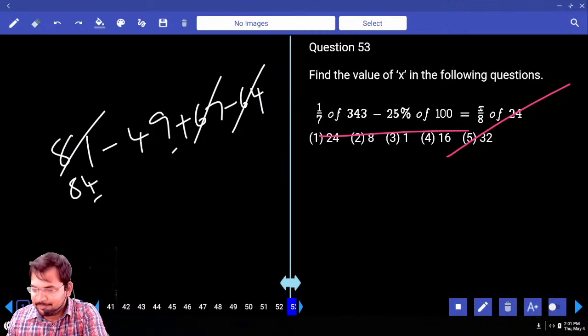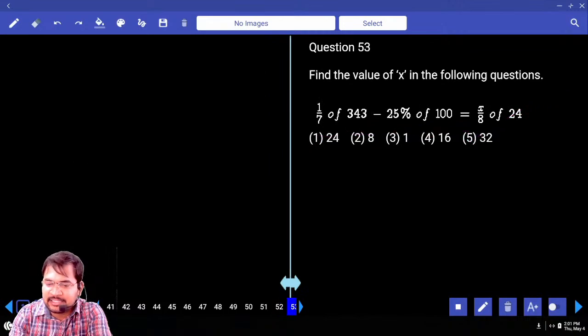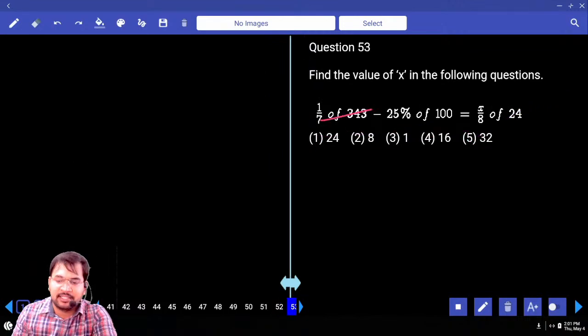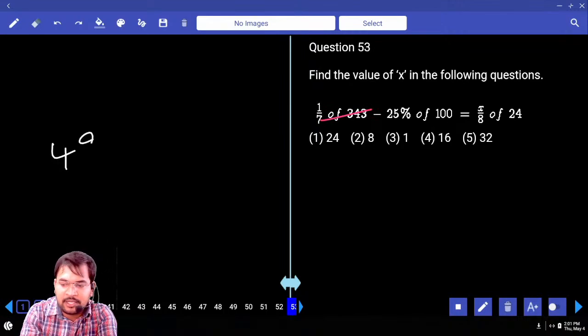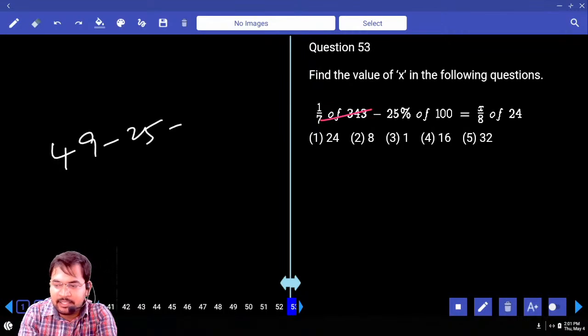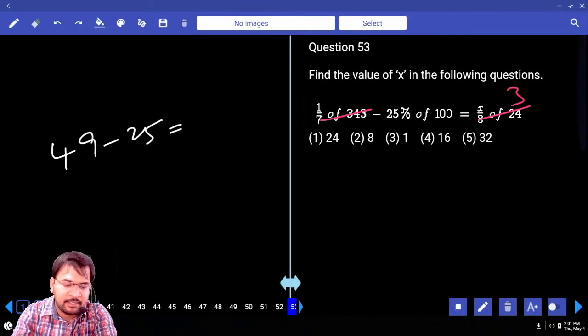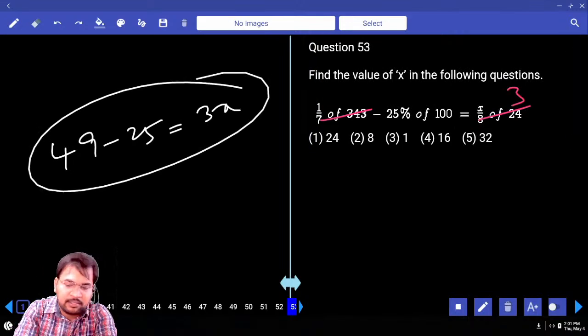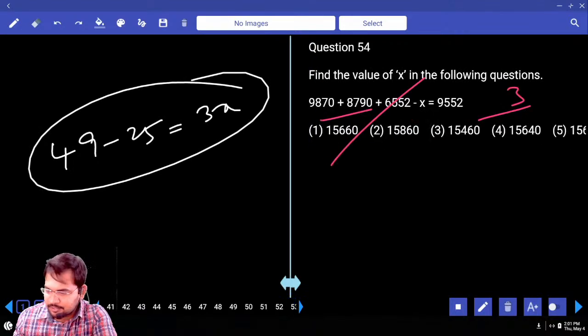Next. 7 table how many times? That is 7 cube. 7 square, 25% of 7 square is nothing but 8 how many times? 3x is equal to 24. x is equal to 8.